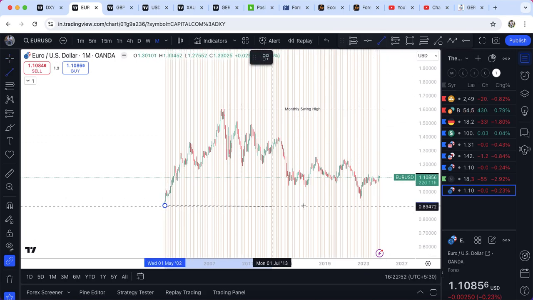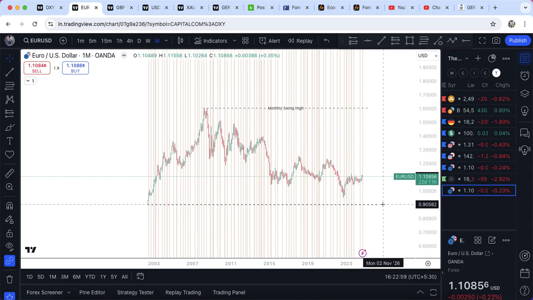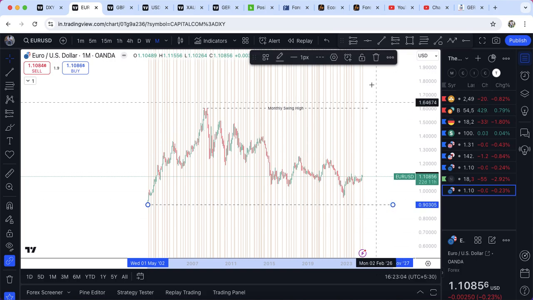That is the high I draw initially, and this is the low. This is the monthly low, the overall low, where the trade is dancing around. Okay, so this is it, guys. Let's do this.